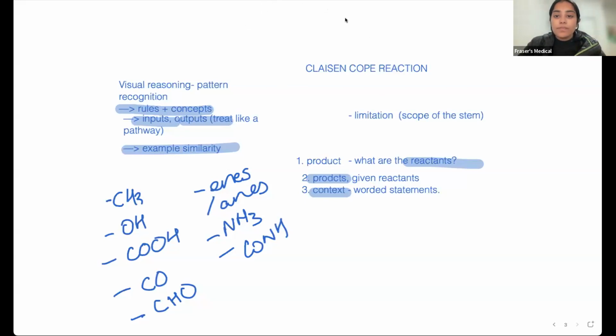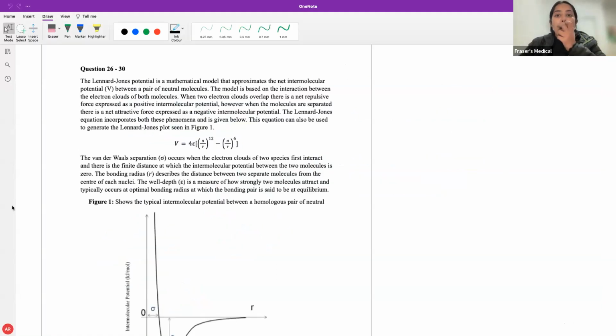Yep, cool. Easy. So this is one of our stems. Am I sharing this? Can you see my OneNote?